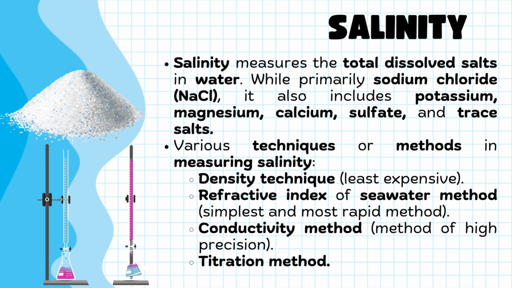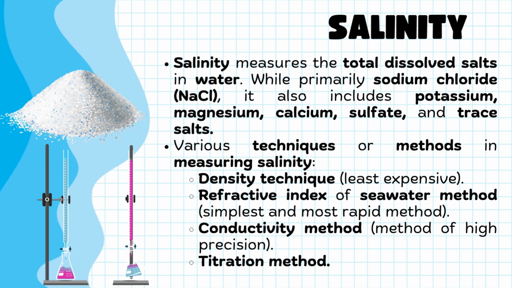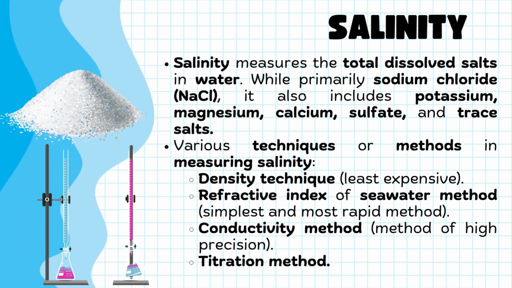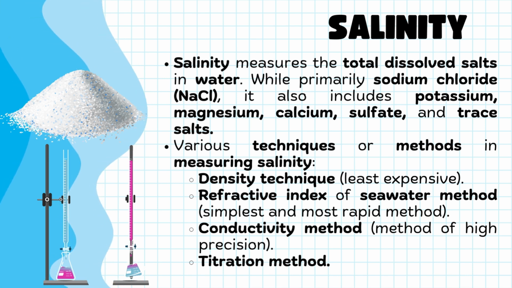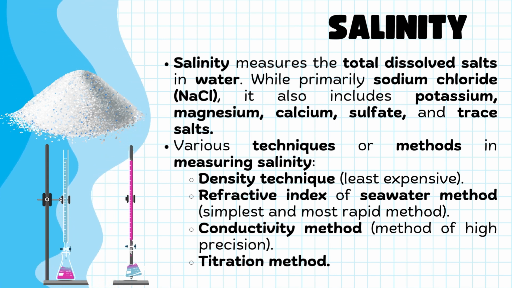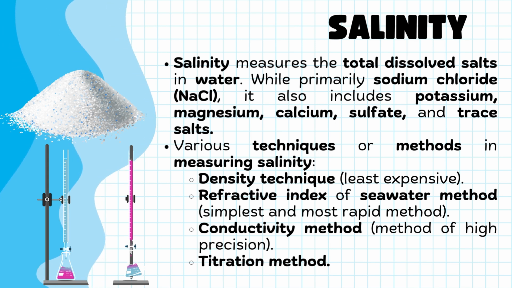The next one is the refractive index of seawater method, also considered the simplest and most rapid method. It directly measures the salinity of the water using an instrument called a refractometer, which is quite expensive. Next is the conductivity method, which is considered a method of high precision. This is more expensive and requires a fairly large sample, and is often useful for researchers rather than aquaculturists.